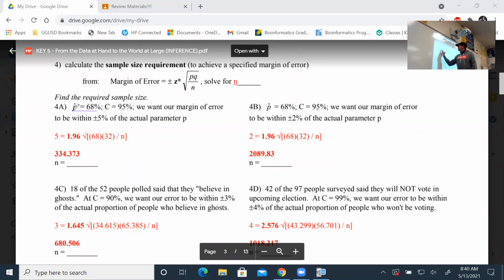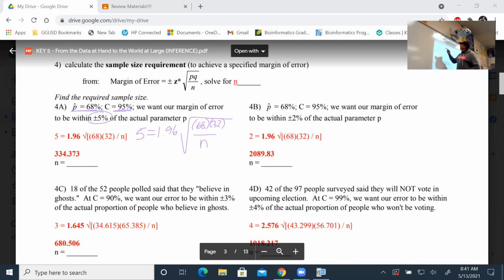So you got 68% is the estimate for this situation, 95% confident, and they want the margin of error between plus or minus 5%. I wrote it up, but let me write it like this. So we got 5% equals 1.96 times the square root of 68% times 32% over n. Now you got to use your algebra. Some of you will be great at this, some of you won't. The first thing I'm going to do is I'm going to divide 5 by 1.96, and then I'm going to square both sides to get rid of the square root.